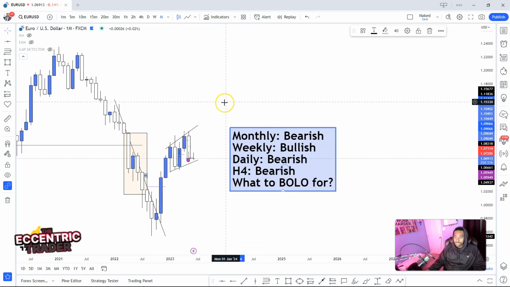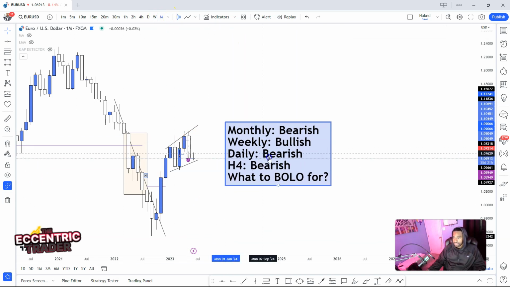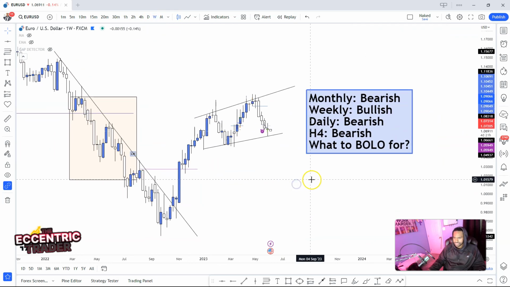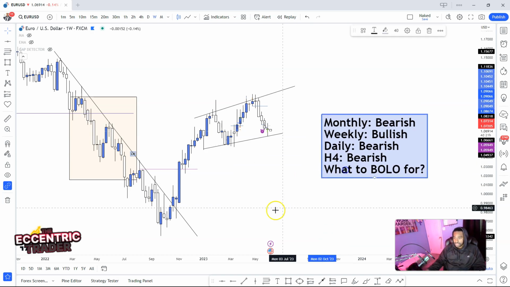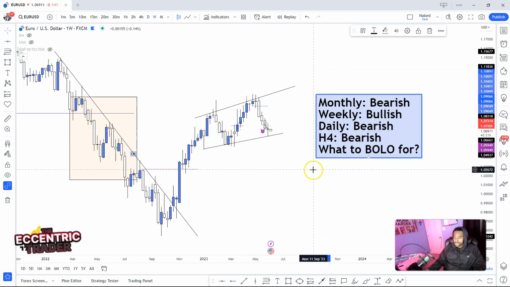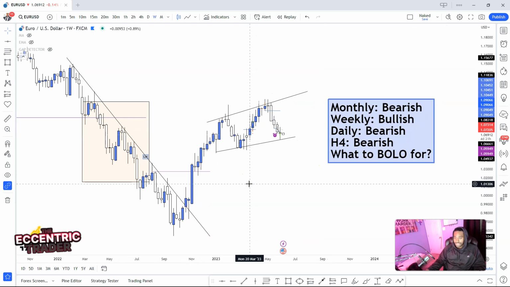But let's go to the weekly to find out a little bit more. All right, weekly time frame. Overall bullish. And I say that because how do we identify a bullish trend? Higher highs and higher lows, right? So the last lower high that was broken was right here. This level of resistance right here.